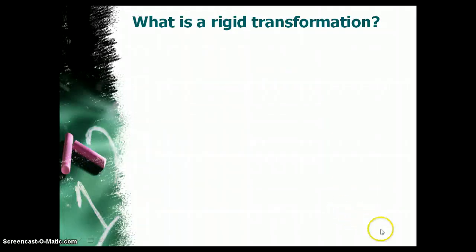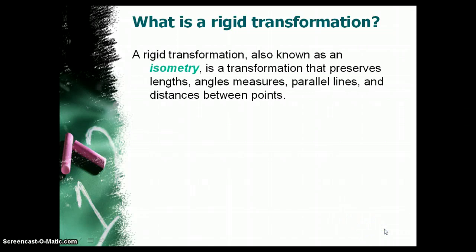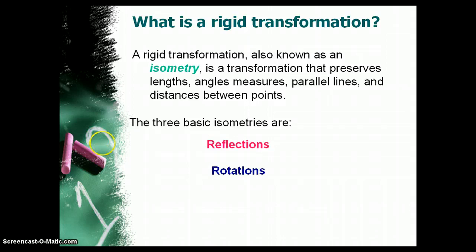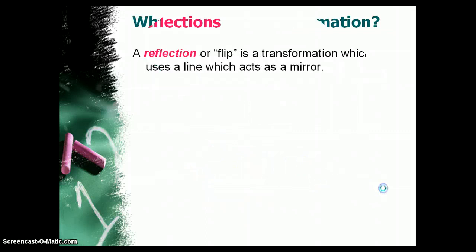What are rigid transformations? Well, rigid transformations can also be called isometries, and they are transformations that preserve lengths, angle measures, parallel lines, and distances between points. There are 3 basic isometries. The first is reflections, followed by rotations, and lastly translations. In today's screencast, we are going to focus on reflections and rotations. The second screencast will pick up with translations.